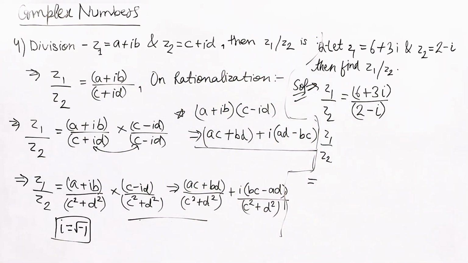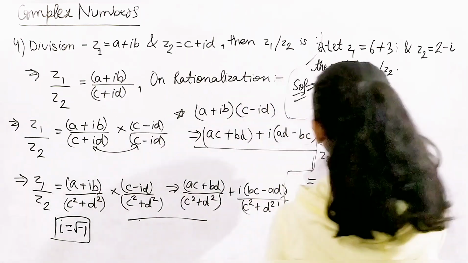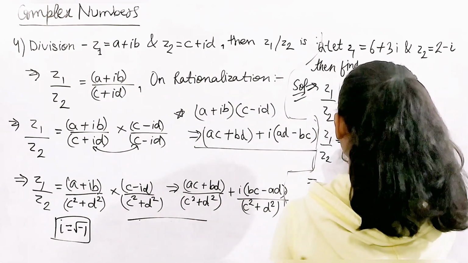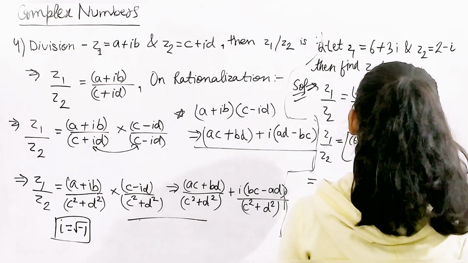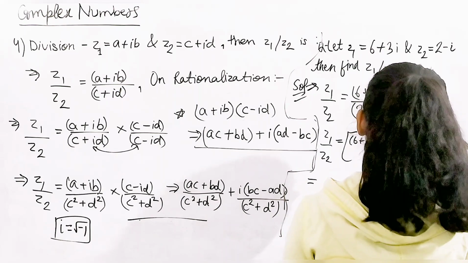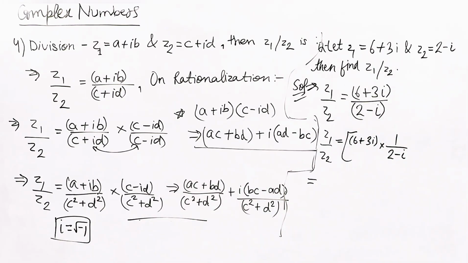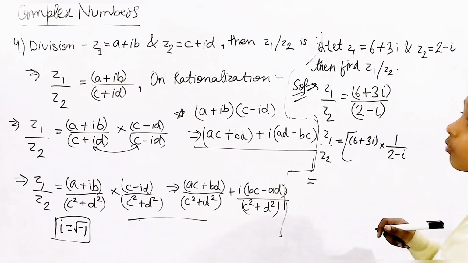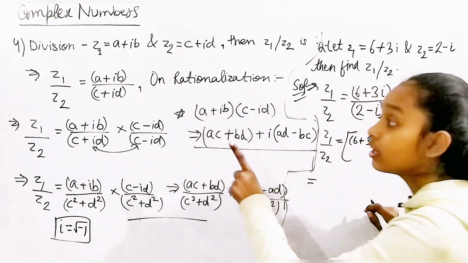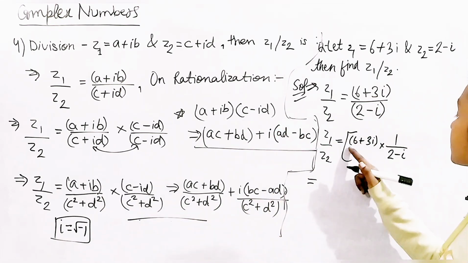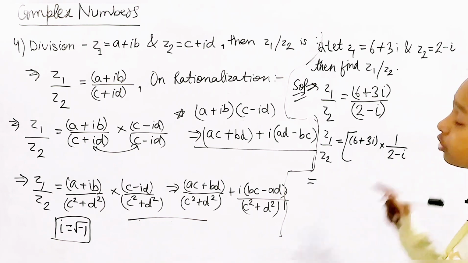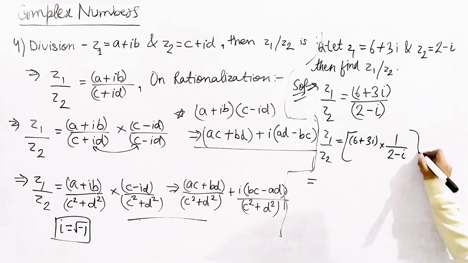Okay, so what is it? In brackets, what do we have? 6 plus 3 iota into 1 by 2 minus iota. Okay, this is what we have, if I write it this way, instead of using rationalization, but I will use rationalization too, so don't worry. So 6 plus 3 iota into 1 by 2 minus iota is what we are having right here. I'm going to write it in another way.